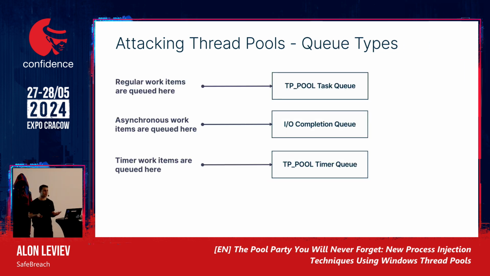And as for the three types of work items, we also have three queues, as we mentioned in the architecture. So the regular work items are queued to the task queue residing in the main thread pool structure. The asynchronous work items are queued to the IO completion queue, which is actually a Windows object. And the timer work items are queued to the timer queue, also residing in the main thread pool structure. So we have two queues residing in a thread pool structure in the target process's address space. So we expect that abusing this structure would involve using writing primitives to manipulate the structures at runtime. And then we have the completion queue, which is a Windows object. So we expect that abusing this object would involve using the exposed system calls.